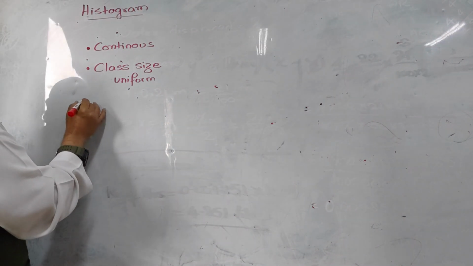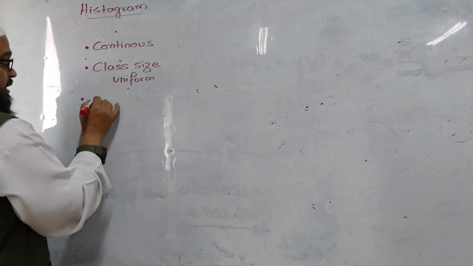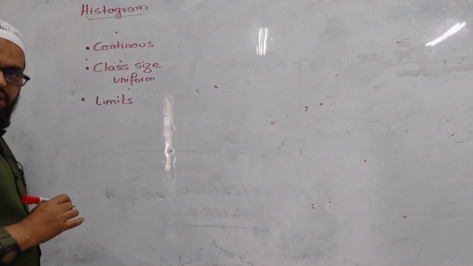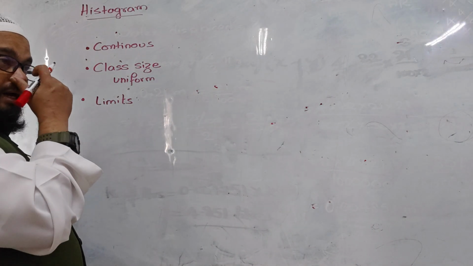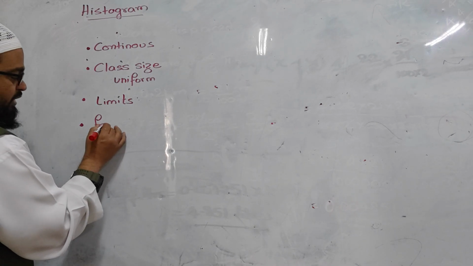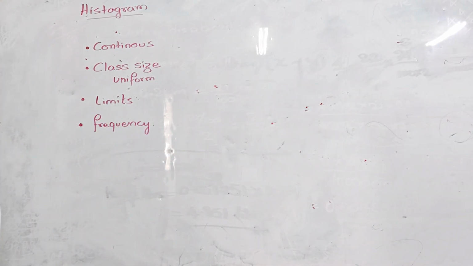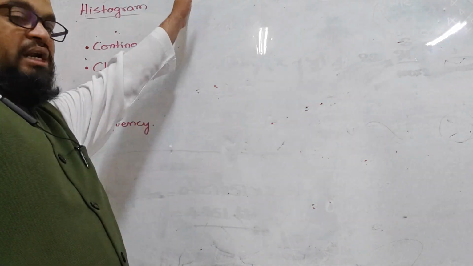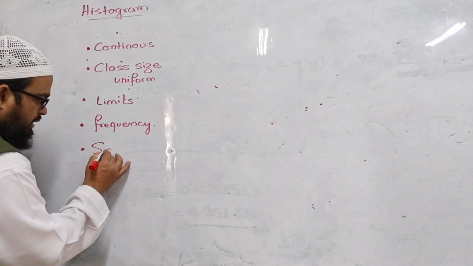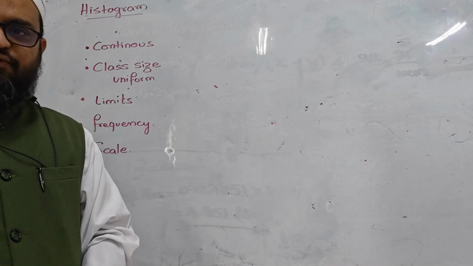And after that, what you have to check? You have to check the upper limits and lower limits, so that you can draw the graph properly. And the third thing, the range of frequency, or the highest value and the lowest value, so that you can take the scale. And while drawing, it is very important to take care of the scale. This we already discussed, right, for histogram.